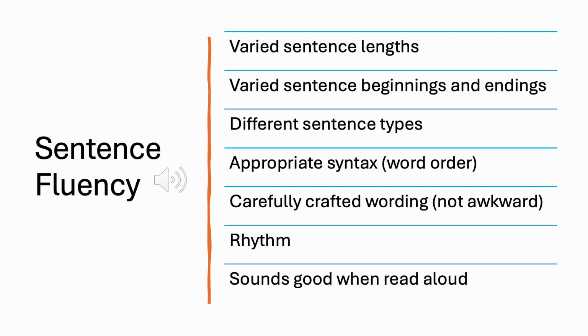Good sentence fluency involves using different sentence types. These are declarative sentences, or statements, interrogative sentences, which are questions, imperative sentences, which involve commands, and exclamatory sentences, which are exclamations like yay or yippee. Sentence fluency requires using the appropriate syntax or word order, making sure sentences are carefully worded and not awkward sounding, and writing in a way that has rhythm or sounds really good when it's read out loud.